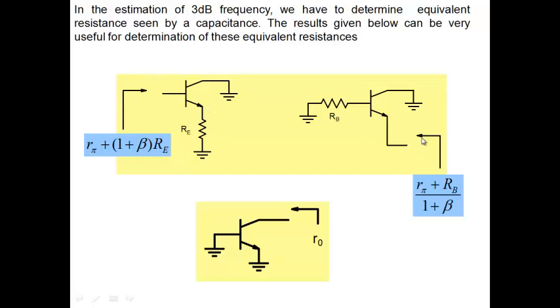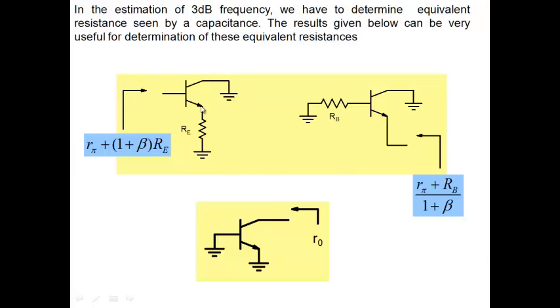The other one is the resistance looking from the emitter side. When you look into the emitter, what does it mean? Between the emitter node and ground. You see R pi plus RB, but the whole thing gets divided by (1 plus beta). So the resistance looking from the emitter side is (R pi plus RB) divided by (1 plus beta). That's a very useful result which we can use in many places. The third one is the resistance looking from the collector. When this is ground and this is ground, the resistance looking is simply R0.